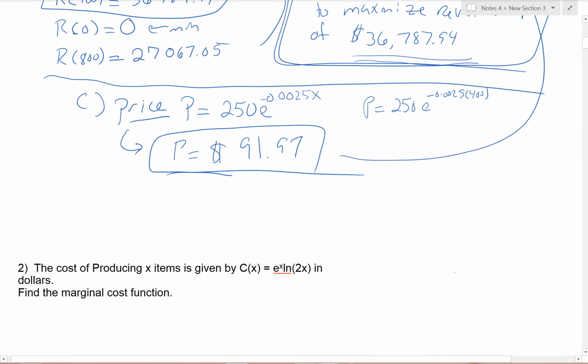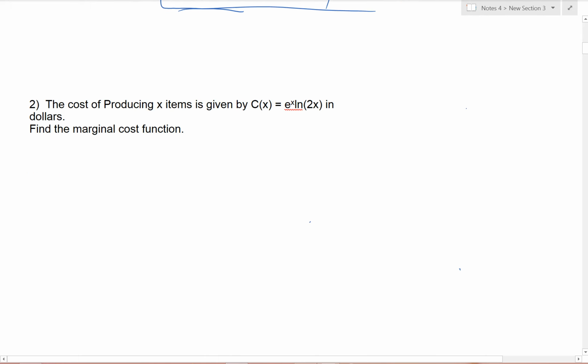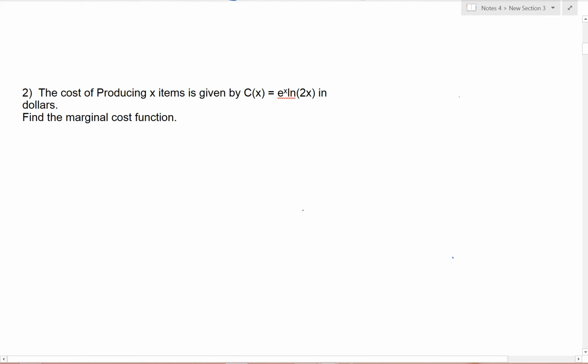Now on to the second one in the set of notes. The second one's asking for, so we've got the cost to produce x items is given by that cost equation, which involves e to the x times the natural log of 2x. We want to find the marginal cost function.